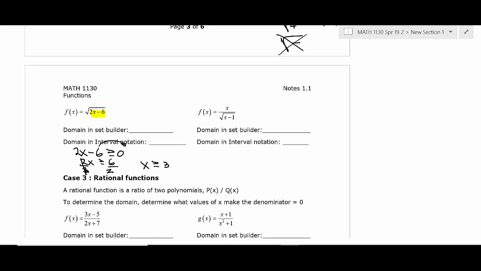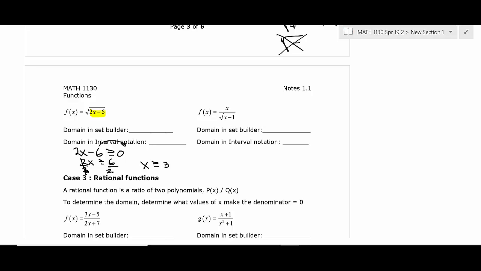Yeah. Okay, try 2. 2 doesn't work. 2 times 2 is 4. 4 minus 6 is negative 2. What's the deal with square root of negative 2? It's an imaginary number. So you can tell you're right. If you plug in a few numbers in that interval, you can tell that it works.